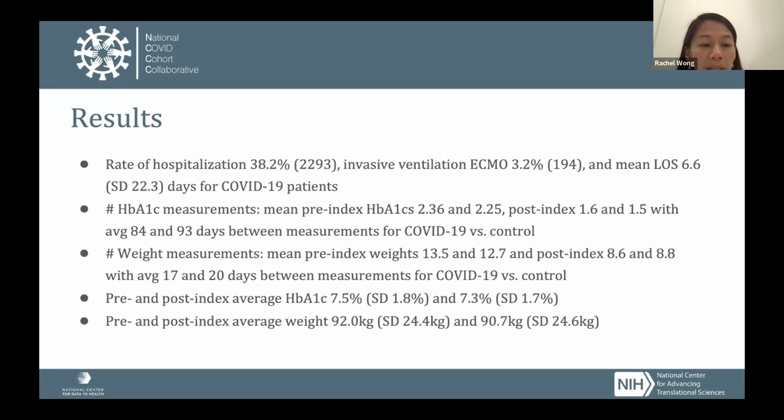On the whole, pre and post index average A1Cs were 7.5 and 7.3%, and the average pre and post index weights were 92 kilograms and 90.7 kilograms.